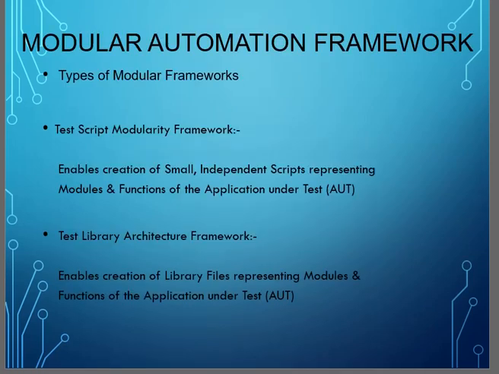That is the next type. So there are two types of modular automation framework: test script modularity and test library architecture framework. Test script modularity means you can create a small independent script representing a module or a scenario, and it can be used as a function.